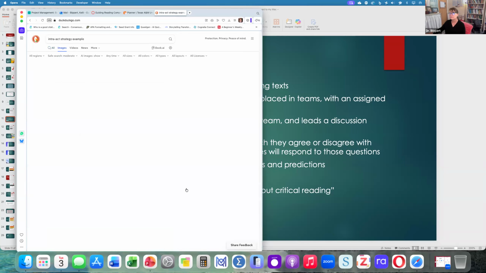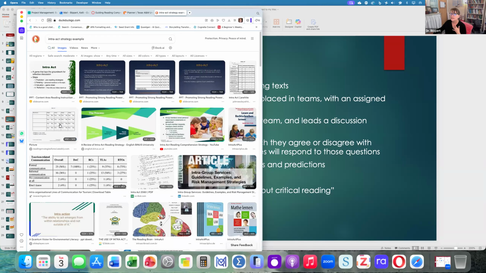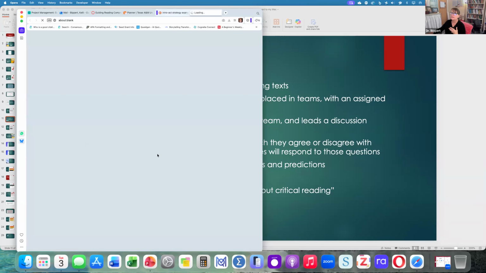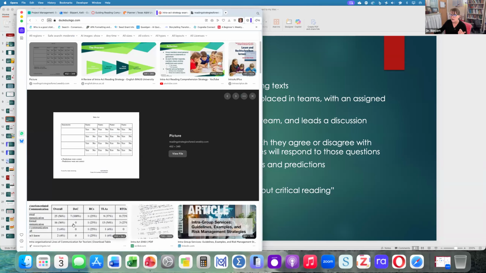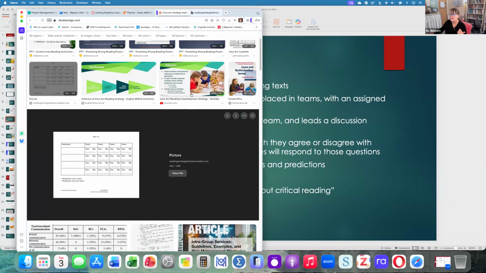Then I go to images. And here's an idea of what it might look like. So here's what it might look like on a blank form. You will have statements here, the names of your group members here, and then a yes or a no on if they agree or disagree with whatever was being discussed. That's kind of the idea there.